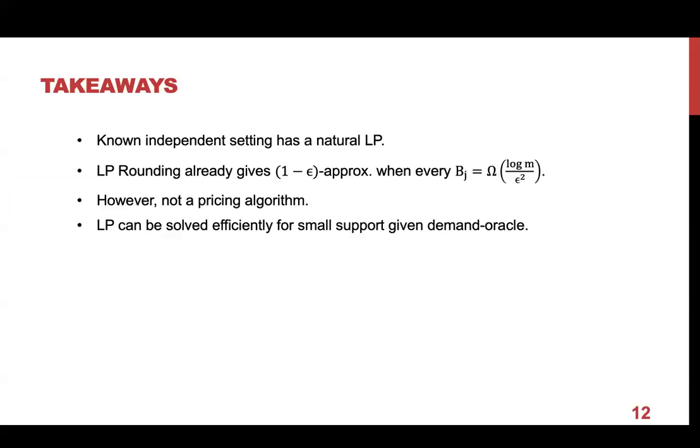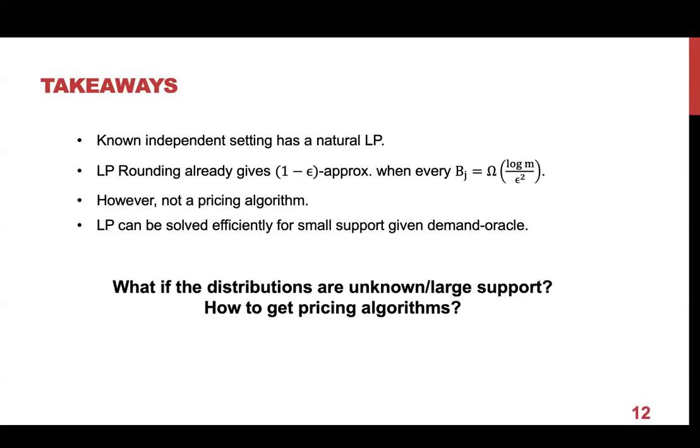Okay, so the main takeaway from this first part of the second part of the talk was that for known independent distributions, if the distributions are known, there's a very natural LP. You can just do LP rounding. That gives you a 1 minus epsilon approximation, as long as the budget is at least log m over epsilon squared. It's not a pricing algorithm, and the LP can be solved as long as you have a demand oracle and reasonable things. So the remaining talk is going to be what if the distributions are unknown and the support is large and so on, then how to get pricing algorithms.